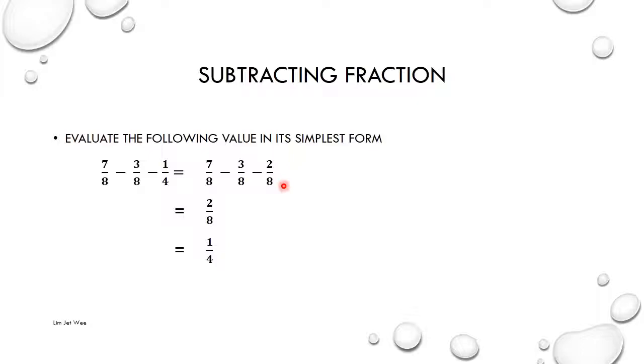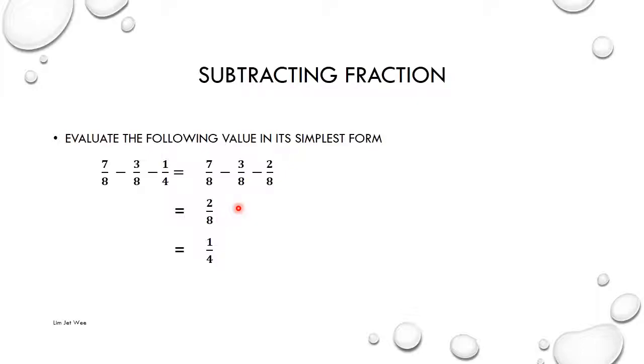So when subtracting fractions, the denominator stays the same, so the 8 is still at the bottom. I just subtract the numerator, which is the top value. So 7 subtract 3, I'm left with 4. Subtract 2, so 4 subtract 2, I'm left with 2. So my final answer is 2 over 8.